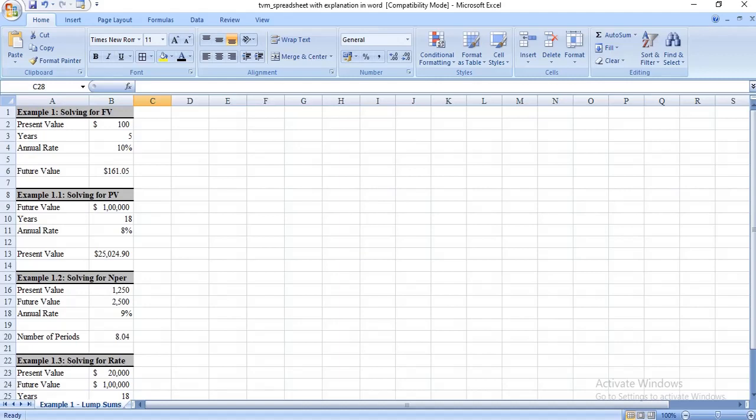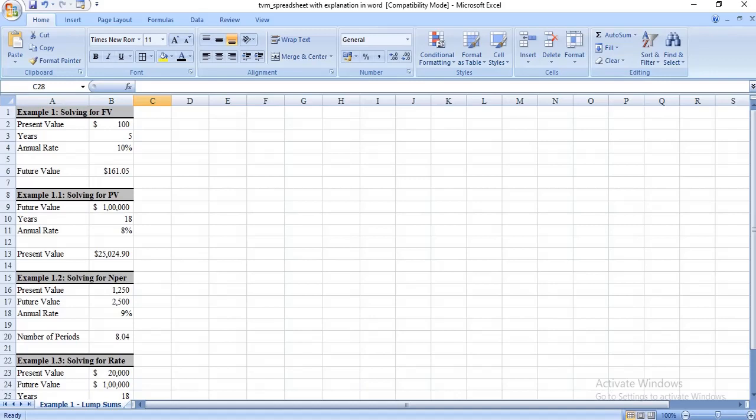Hello everyone. So today we will do the time value of money, that is the future value and present value. We will be doing four types of problem today. Very small sums we will take, very easy to understand.